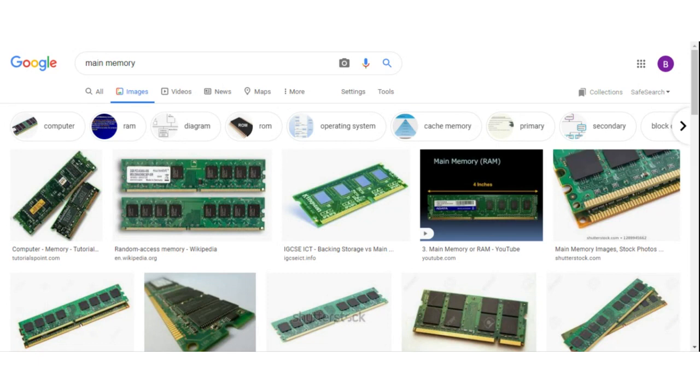Another function of the control unit is that it obtains the instructions from the memory. It is able to obtain all the instructions. These are the rules that govern the operations. Once it obtains the instructions, it is able to interpret them. Understood? It obtains all the instructions from the memory, interprets them, and then directs the operations of the computer. So these are the main functions of the control unit.